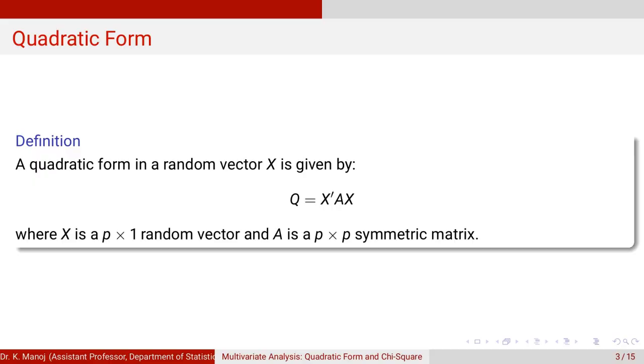A quadratic form is an expression of the type Q equals x prime A x. Here, x is a random vector and A is a symmetric matrix. Many of our familiar sums of squares can be written in this form.